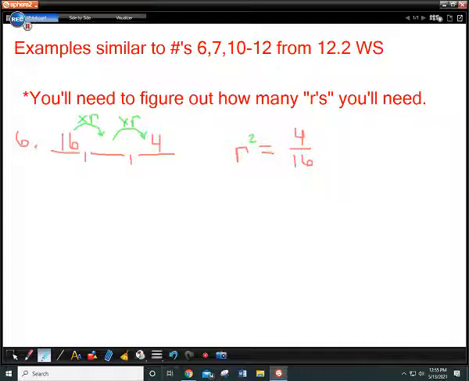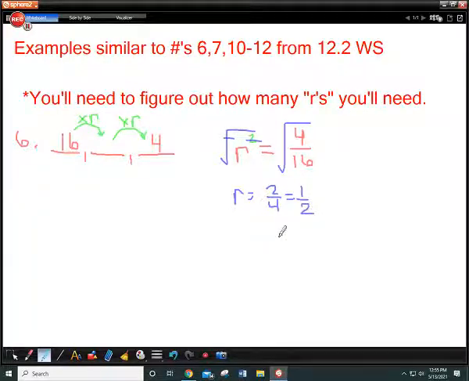So now if I wanted to solve that, we're going to square root, so that way this cancels and that cancels. A square root cancels out with a square. Square root of 4 is 2. Square root of 16 is 4, and we're going to reduce that down to a half.